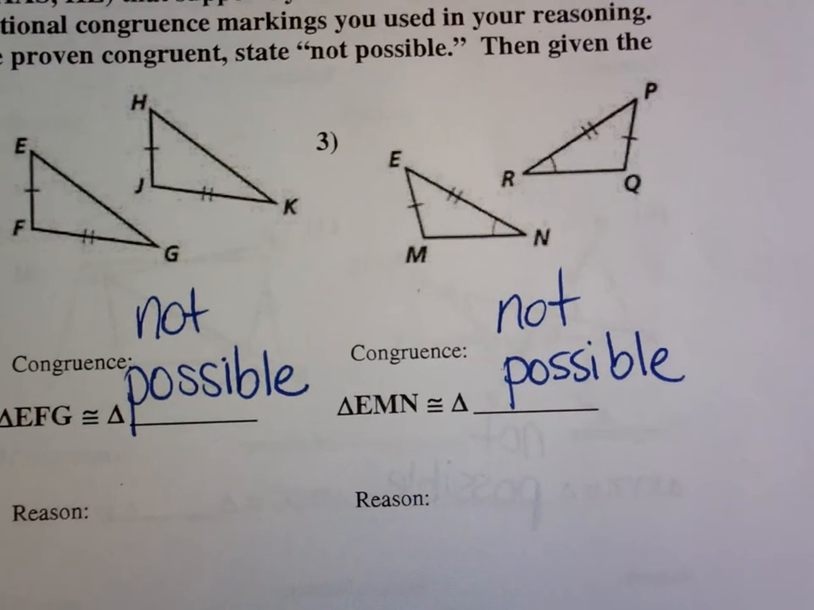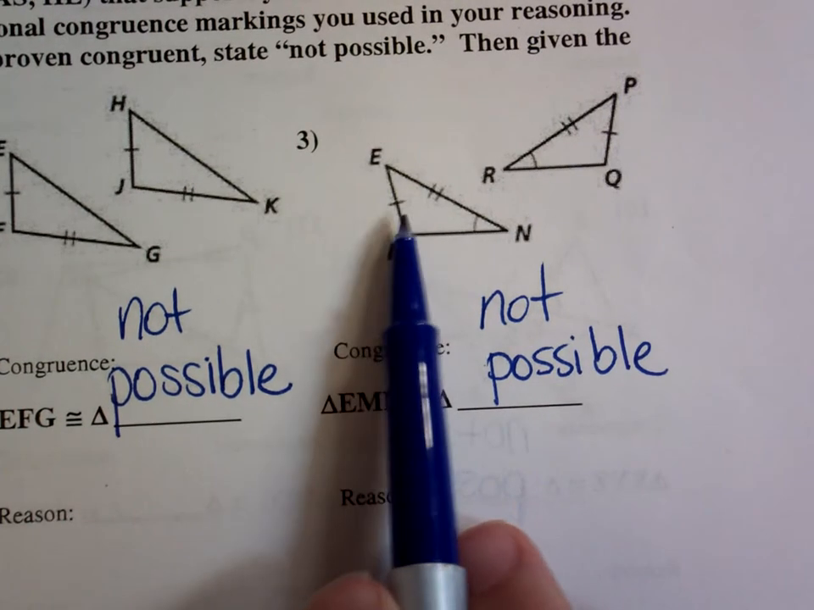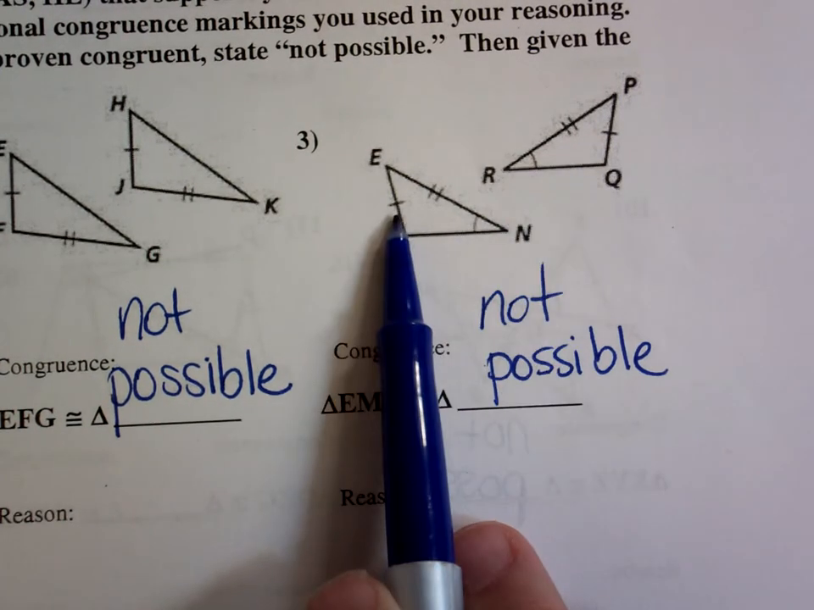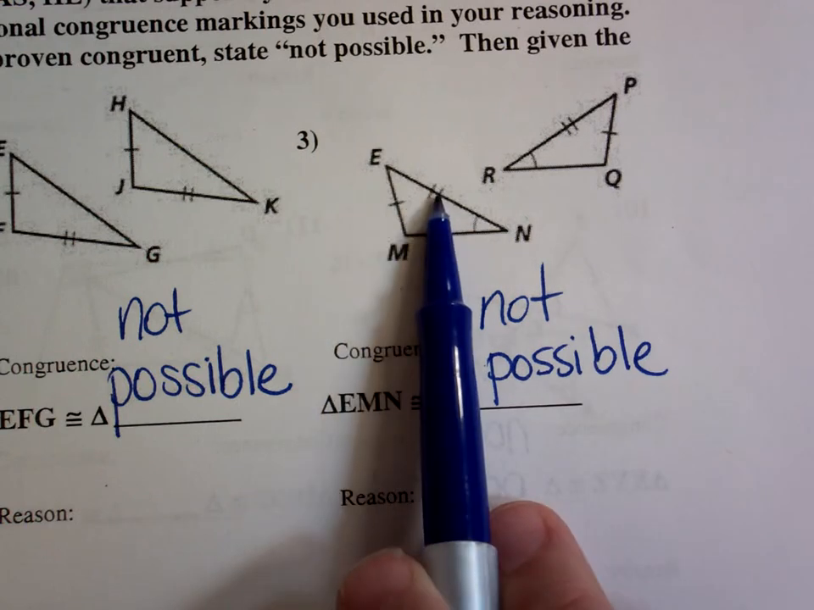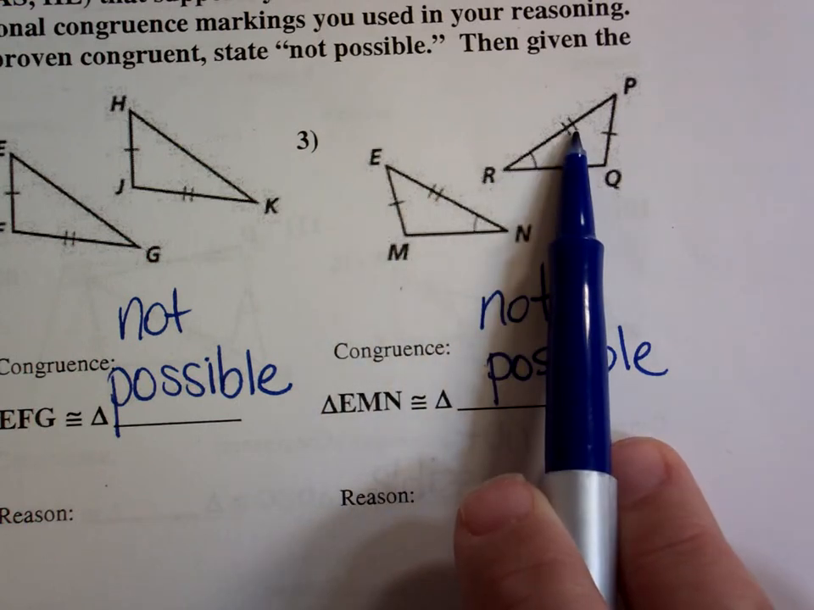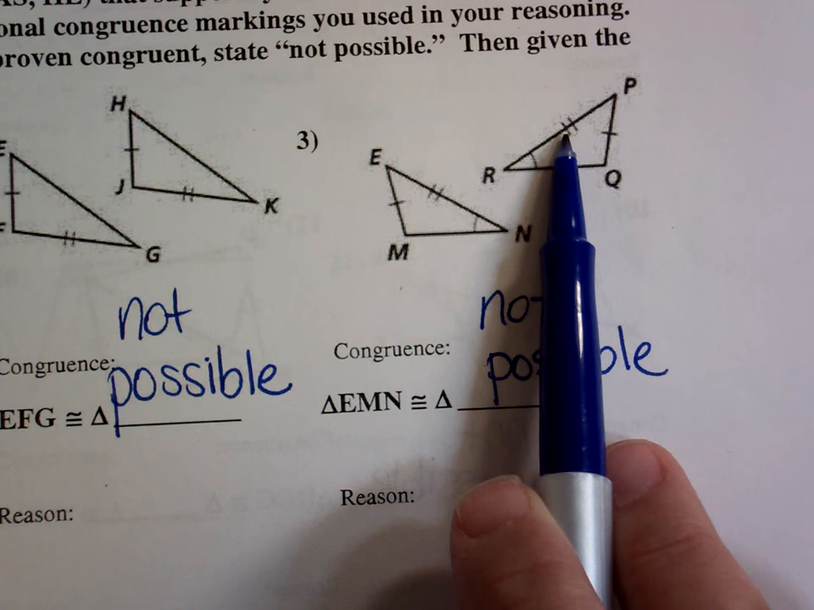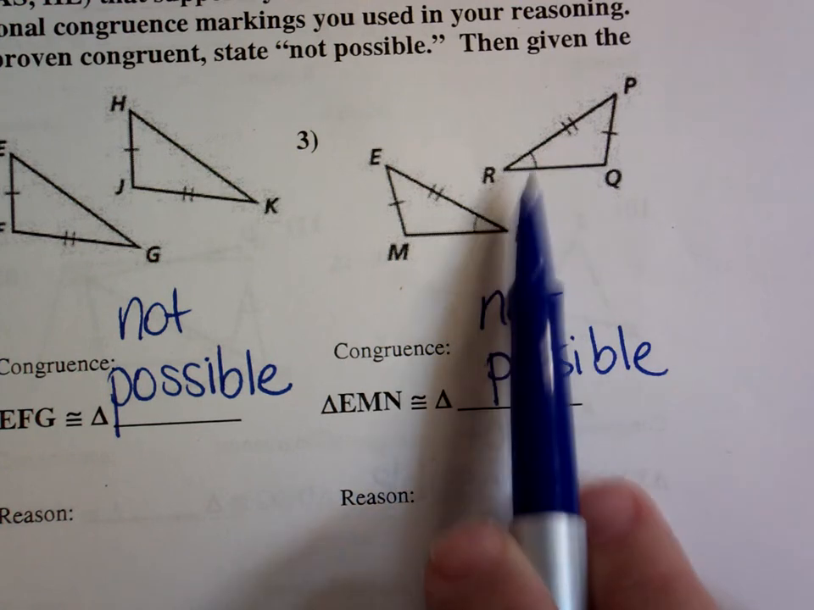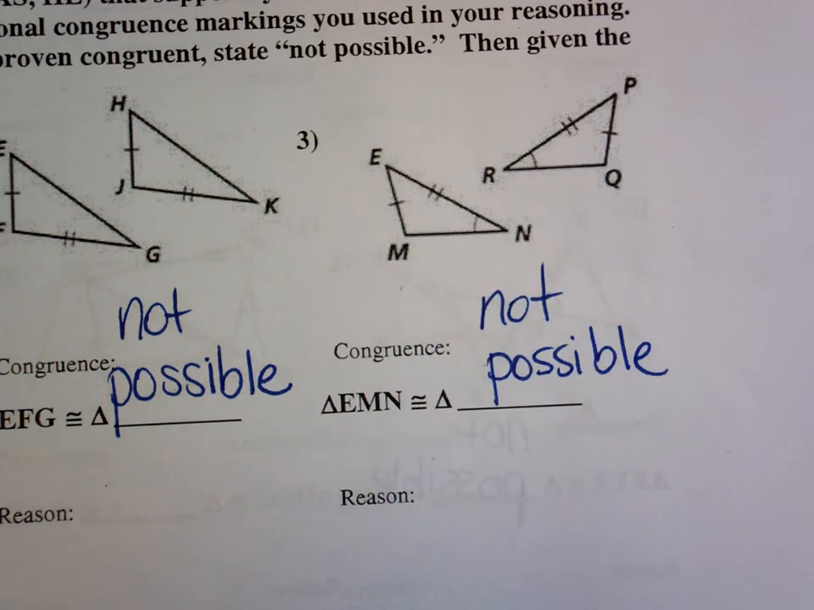Number 3, I do have 3 pieces of marked information. I have 2 pairs of sides, this pair of sides, PQ and EM, and then this pair of sides, EN and PR, and then I have a pair of angles, angle N and angle R. Great, I have 2 S's and an A.